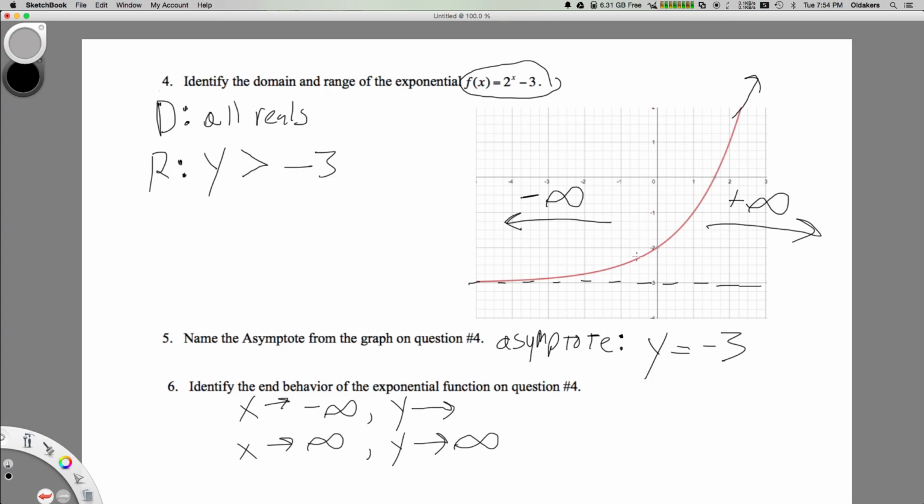Now, as you're going this way on the curve, you're going down, down, down, down, down, y will keep getting smaller and smaller, but it'll never cross this asymptote of -3. So we say as x is approaching -infinity, as you're going more to the left on the x-axis, y is approaching the asymptote at -3.